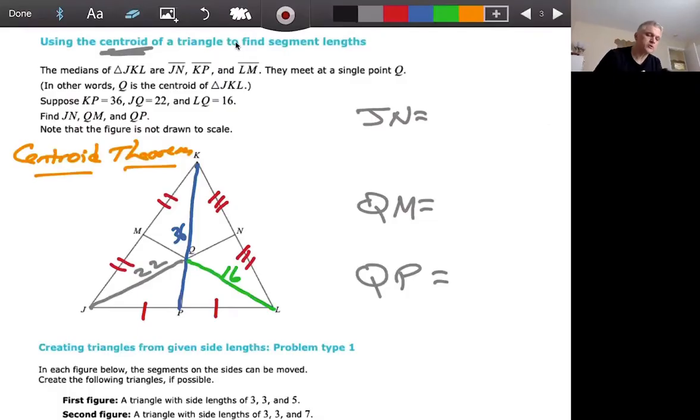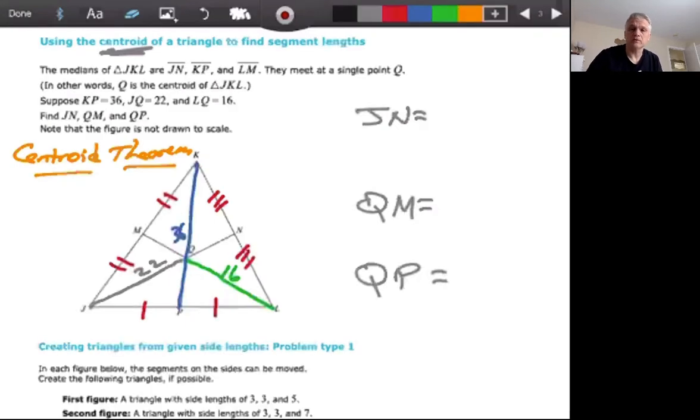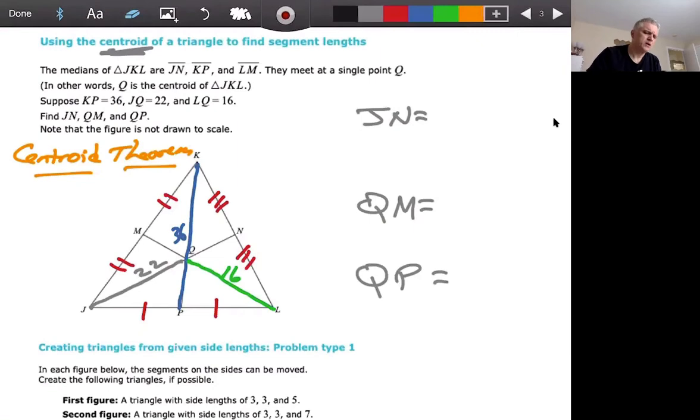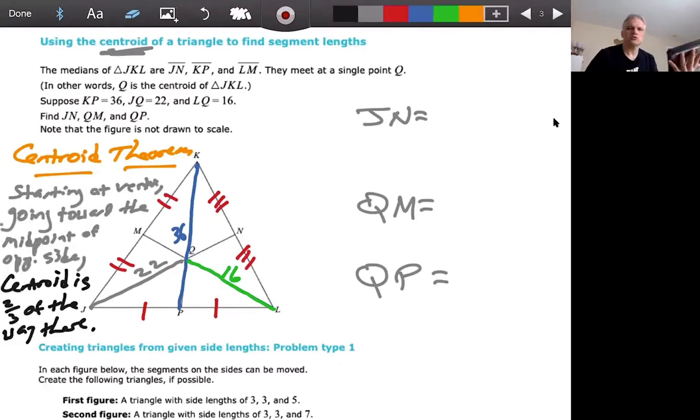All right, we need to learn the Centroid Theorem. Sounds fun. It is kind of fun, actually. So we looked at the circumcenter being equidistant from all of the endpoints. We looked at the incenter being equidistant from the perpendicular points of the sides. And now the centroid. Okay, check out the centroid's story.